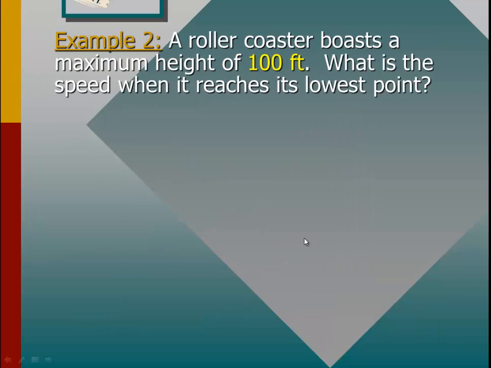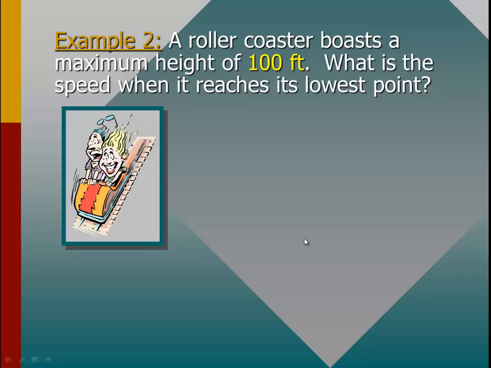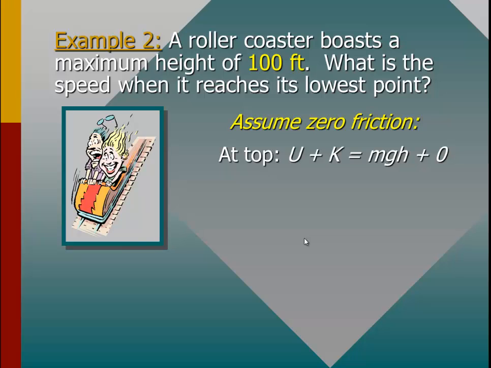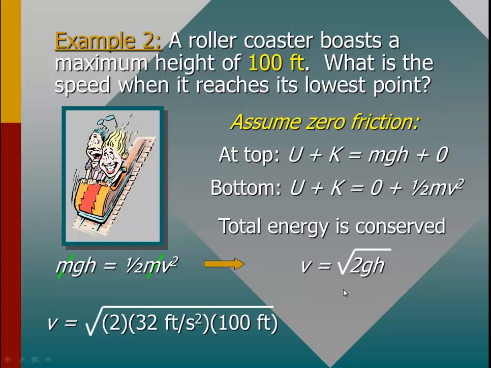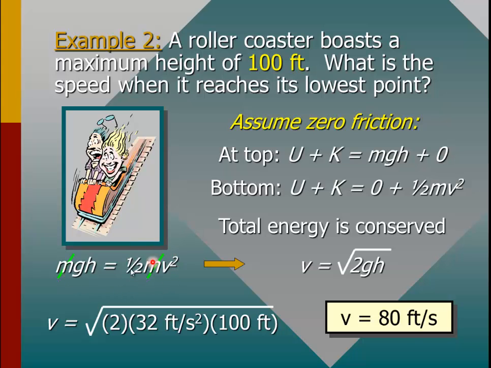Either way works. A roller coaster boasts a maximum height of 100 feet. What is the speed when it reaches its lowest possible point? So we assume zero friction. At the top, it's all potential energy. At the bottom, it's all kinetic energy. So the total energy is conserved. So what we do is we set the initial potential energy equal to the final kinetic energy. The masses cancel, and we get this, which we could have also gotten from the kinematic equations for free fall. And so we got the maximum velocity is 80 feet per second. Again, the initial potential energy has to equal the final kinetic energy.